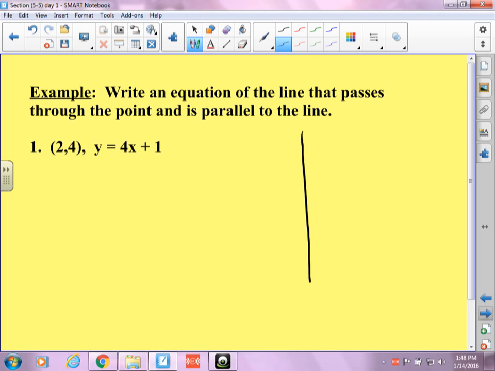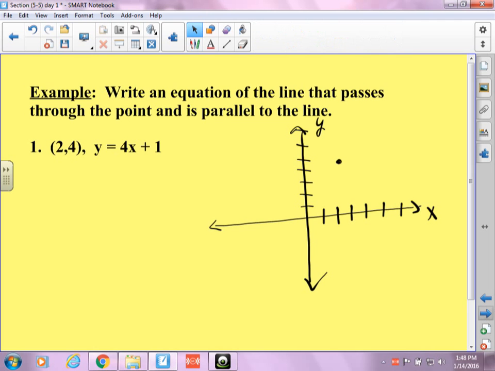So first of all, let's say that I have an equation and an ordered pair. My ordered pair is 2, 4, and it puts me about right there. And then I have a line, and the line's y-intercept is 1 and its slope is 4. So 1, 2, 3, 4 over 1, and then 1, 2, 3, 4 over 1. So I have a line that looks like this, and I have a point right here. You get that? So the equation is my red line, and my ordered pair is the black point.